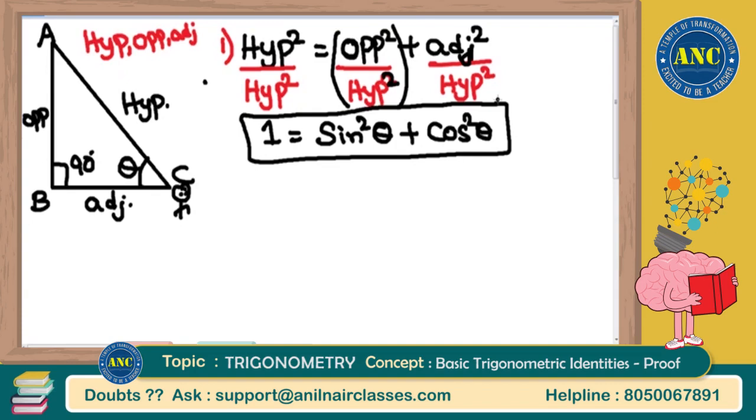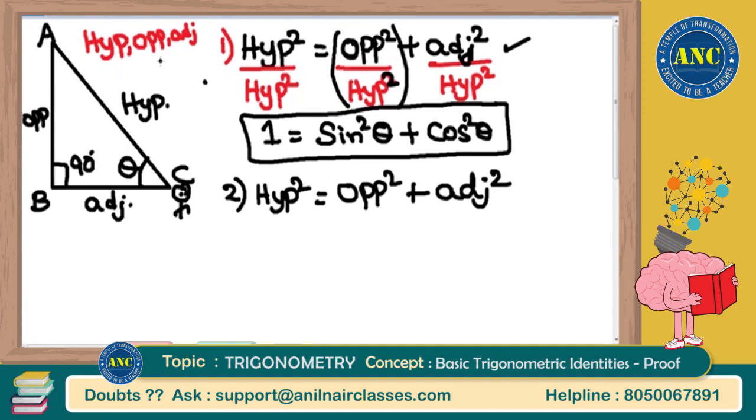How did you get it, sir? Very, very simple. You took that Pythagoras theorem, divided right hand side and left hand side by hypotenuse square. Now, if I take the same Pythagoras theorem once again, hypotenuse square is equal to opposite square plus adjacent square. You already divided it by hypotenuse square, so ignore it. Divide with any other side. If I take opposite square, divide both sides by opposite square.